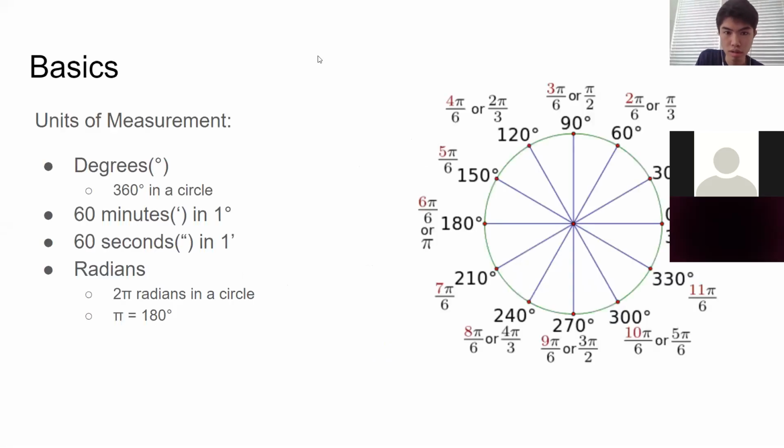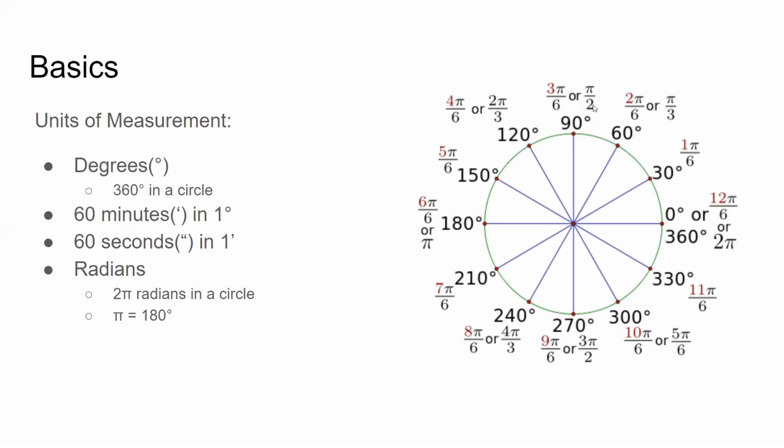So let's start with talking about angles. When you're talking about angles, there's two units of measurement that we use. The most standard one that you guys probably are familiar with is degrees. And there are 360 degrees in a circle.